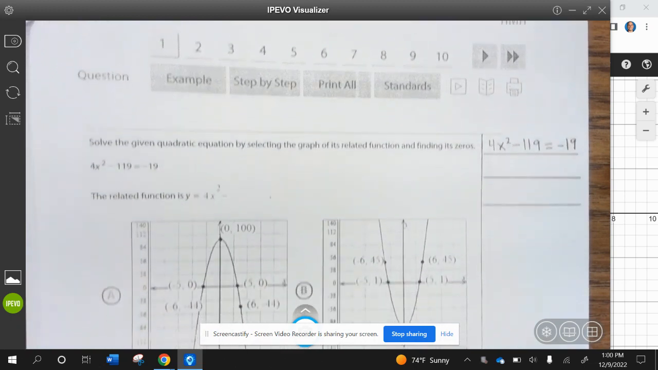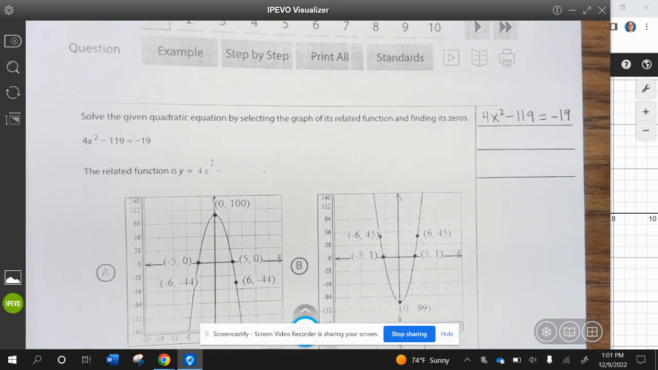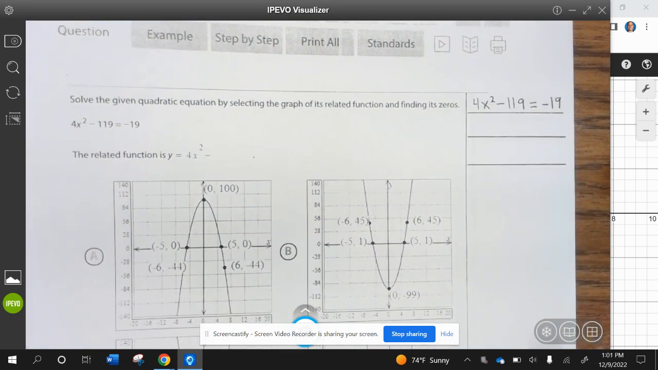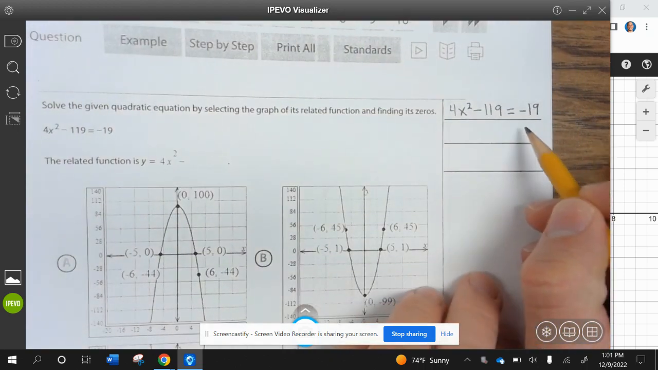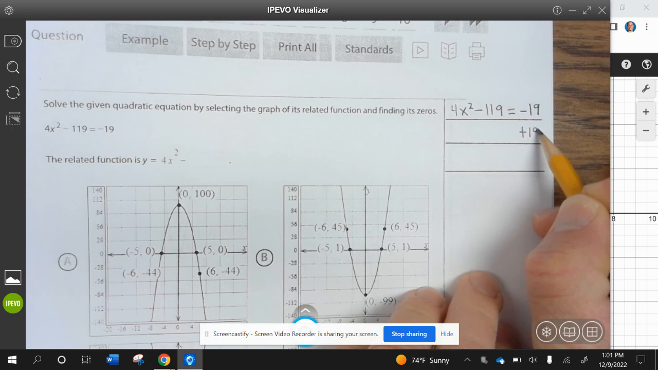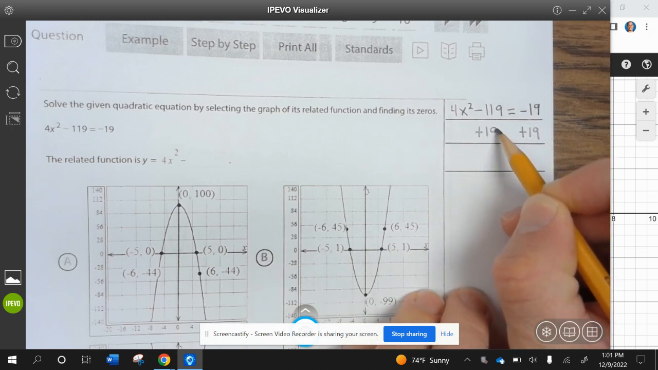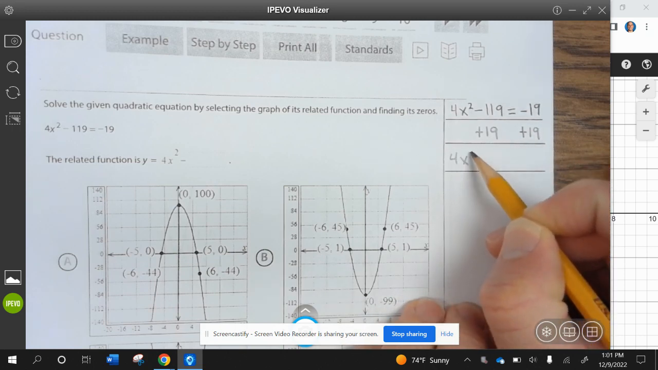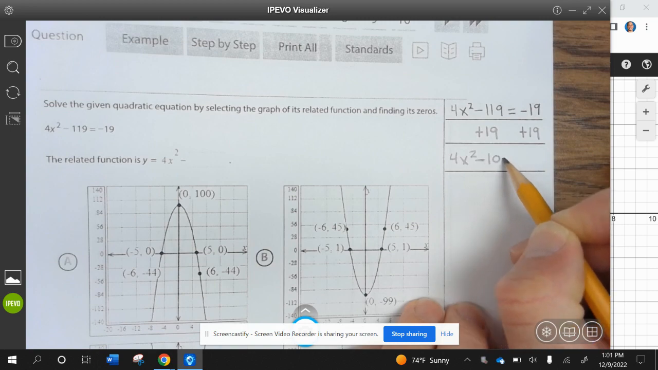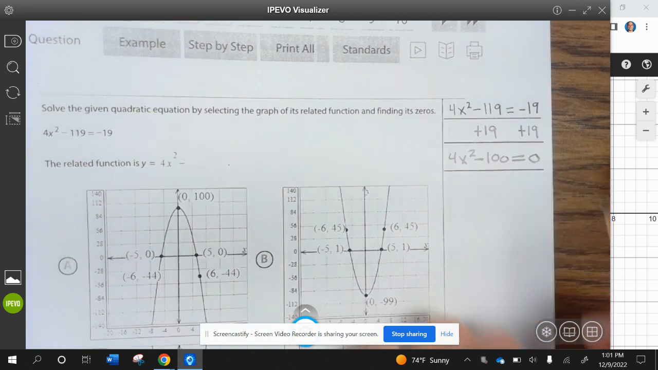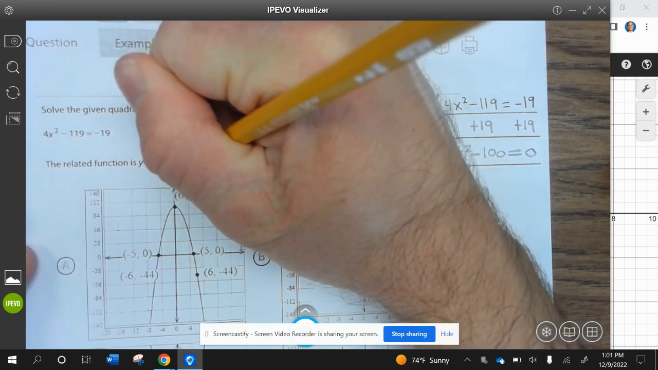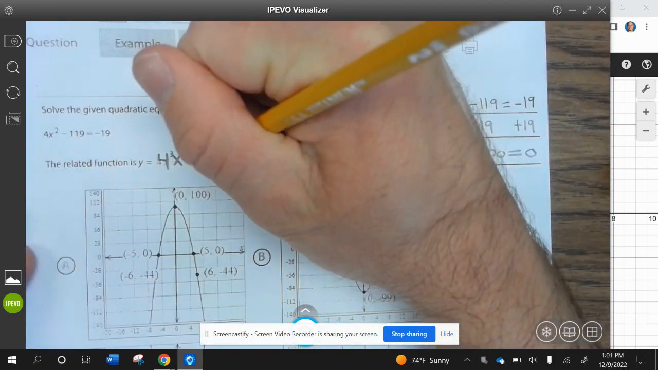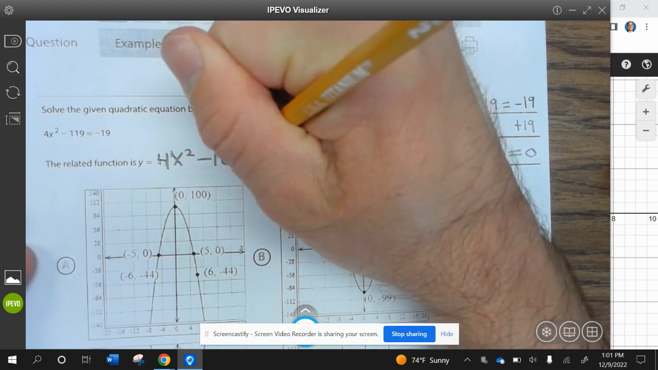All right, example number 1. Solve the given quadratic equation by selecting the graph of the related function and finding its zeros. So one way to solve the equation is to set the left side equal to 0. So we're going to add 19 to both sides. So you have 4x squared minus 100 equals 0.